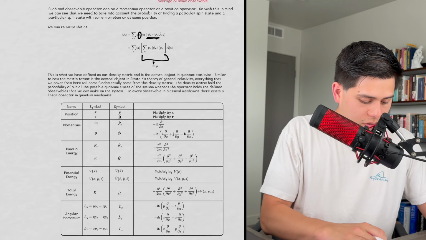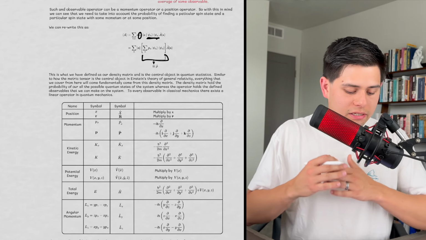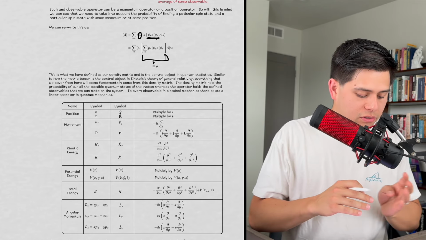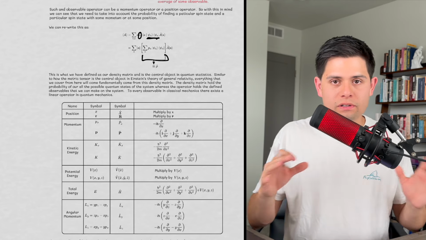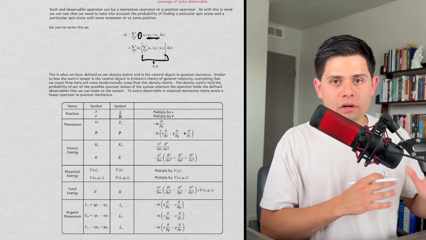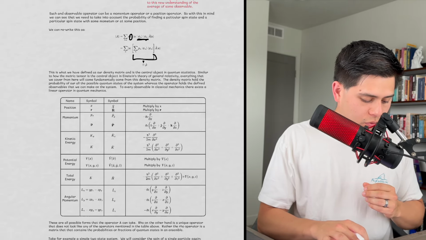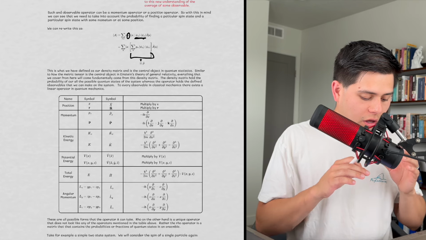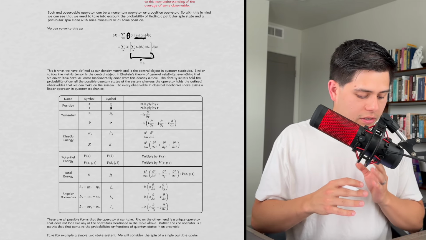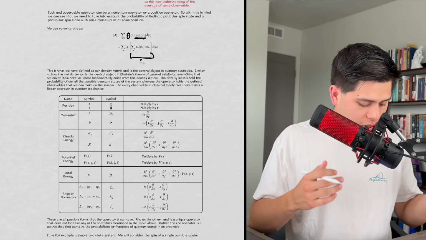All right, so this is what we're going to define as our density matrix, and this is the central object in quantum statistics. Similar to how the metric tensor is the central object in Einstein's theory of general relativity and so on, this thing is going to be the central object in quantum statistics. The density matrix holds the probability of all the possible quantum states of the system, whereas the operator holds the defined observables that we can make about the system.